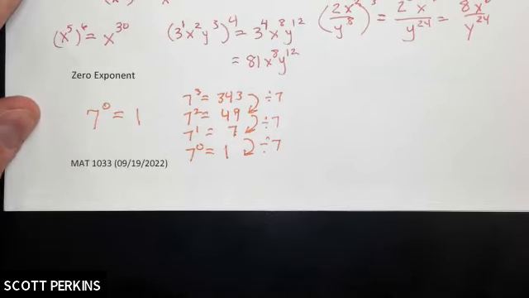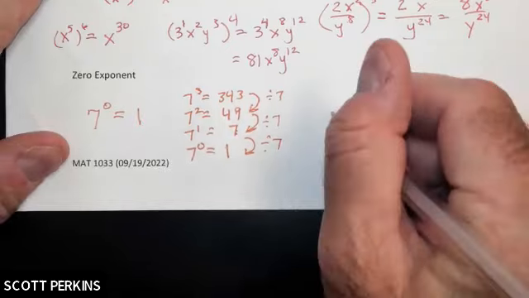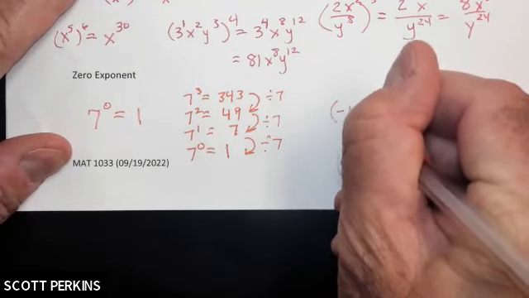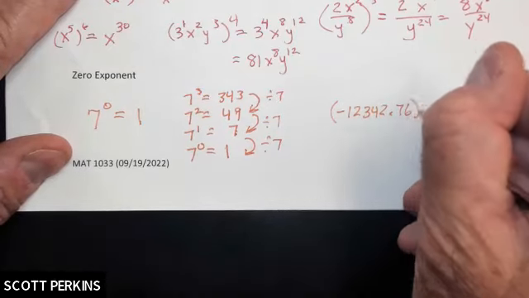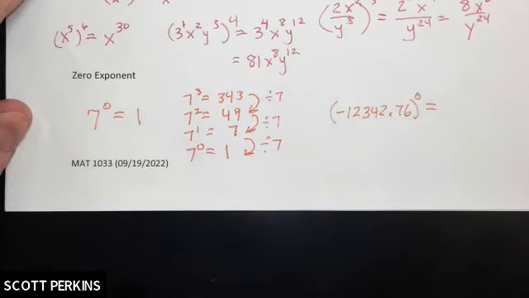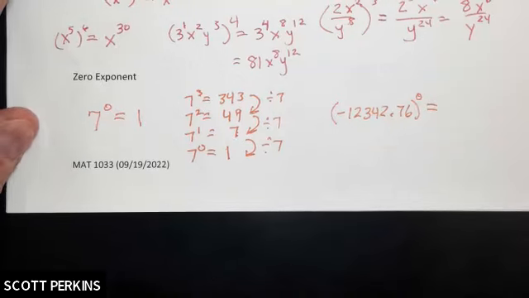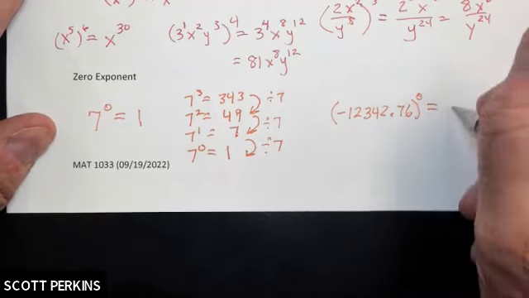So here's your one problem that you're going to do. If I give you negative 12,342.76 to the 0 power, write down what the answer to that is. And everyone confidently wrote down, what is it? 1. Thank you very much.